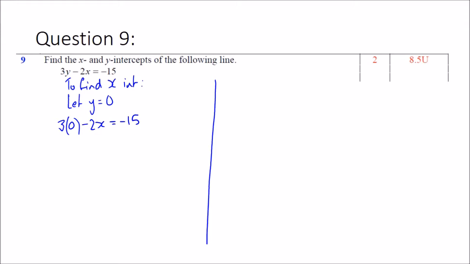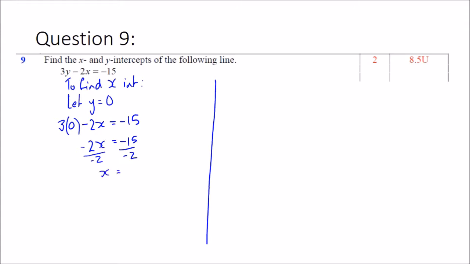Now 3 times 0 is 0, so I'm left with minus 2x equals minus 15. Then I'm just going to solve. To solve this, I've got to do the opposite operation to whatever is currently happening to the x. It's being multiplied by minus 2, so I'm going to divide both sides by minus 2. You don't have to show this step if you can do it in your head, but I'm just showing you what we're doing mathematically. Remember, minus 2 over minus 2 cancels, leaving us with x.